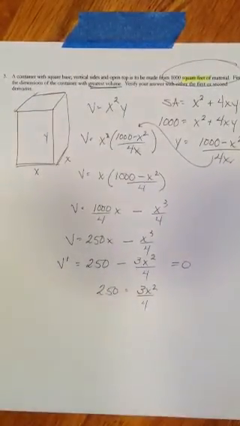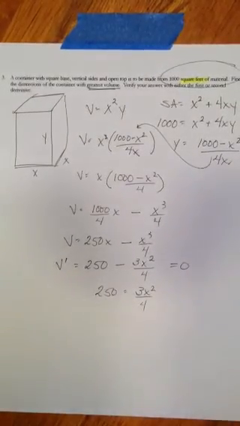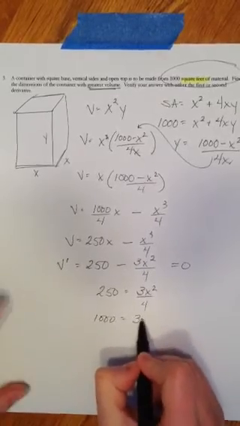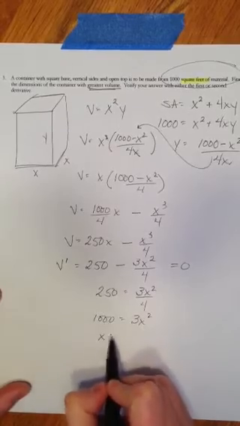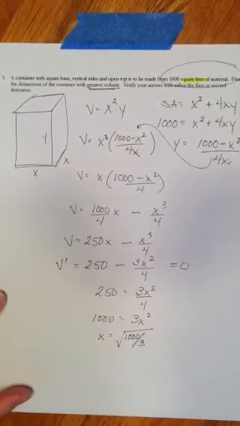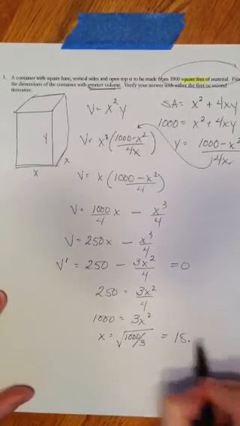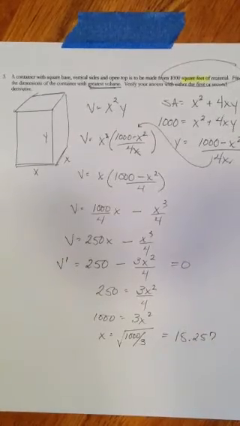Okay, hopefully this is the work that you did on your own. Add 3x squared over 4 to the other side. Cross multiply, 1,000 is equal to 3x squared, divide by 3, square root, x is equal to the square root of 1,000 over 3. That sounds lovely. On my calculator, if you remember what those are, 18.257. That's what I've got.